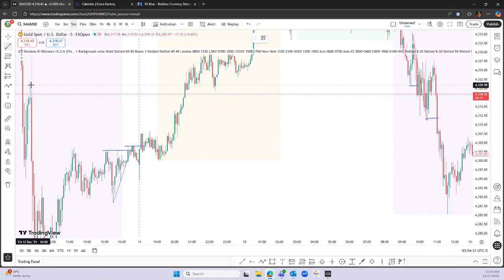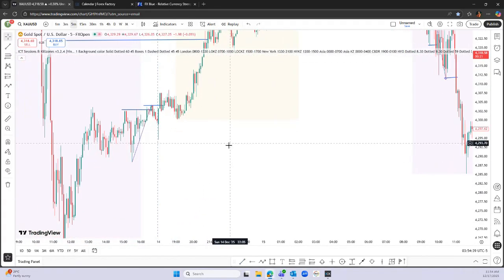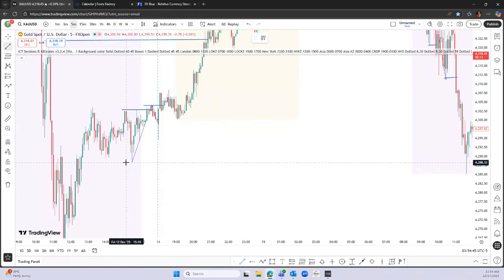Also, we can say this is a liquidity level as well. All right, that is a liquidity level as well in the bigger picture. And below, where we have liquidity is at this particular point. That's where we have liquidity here.